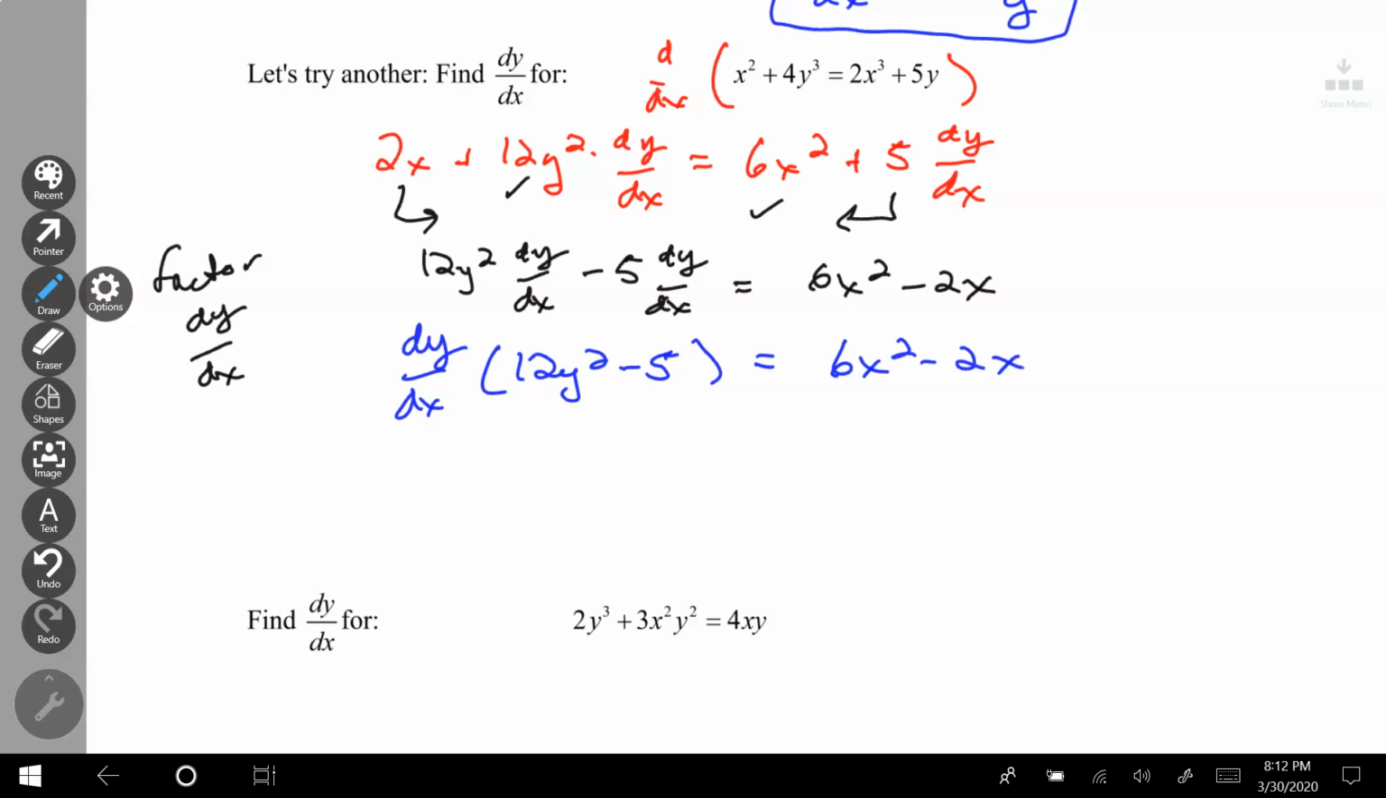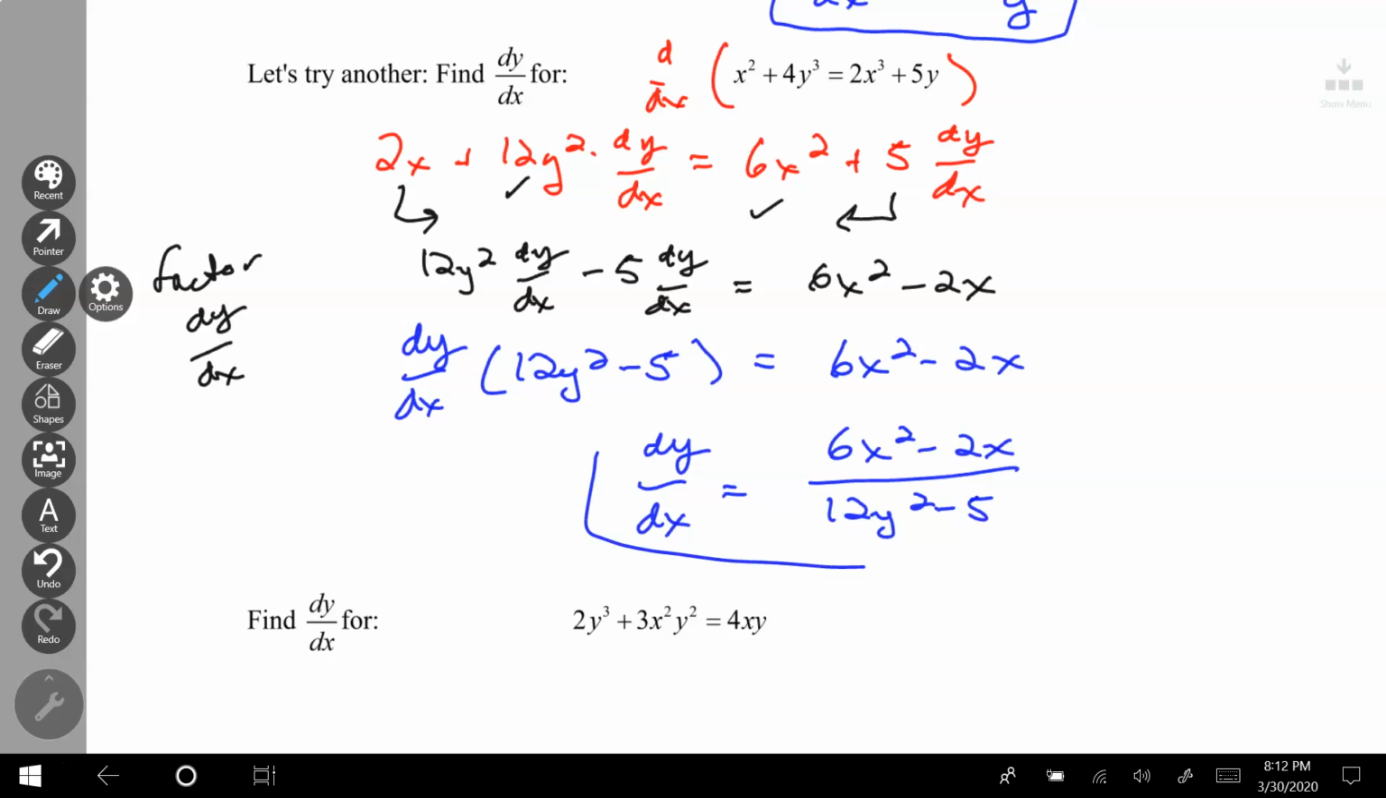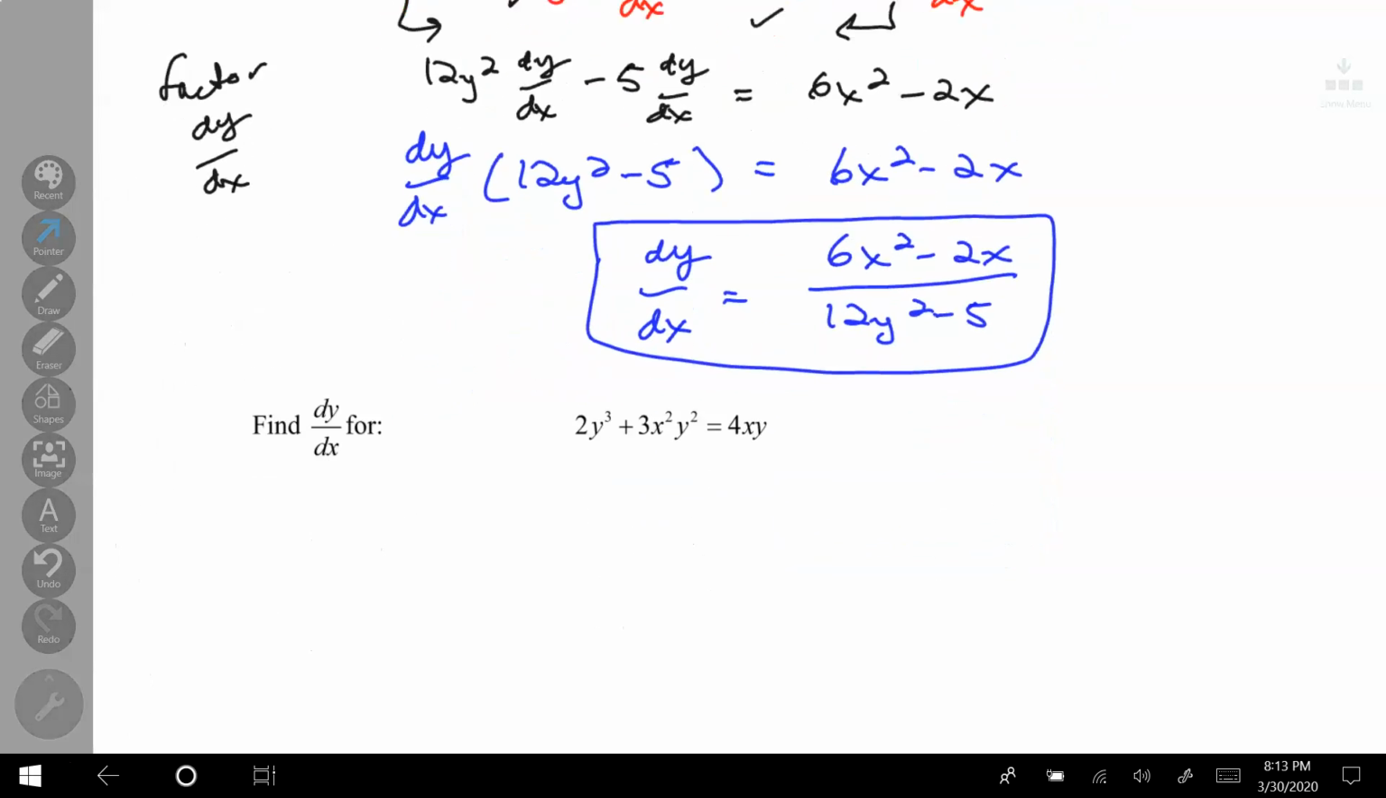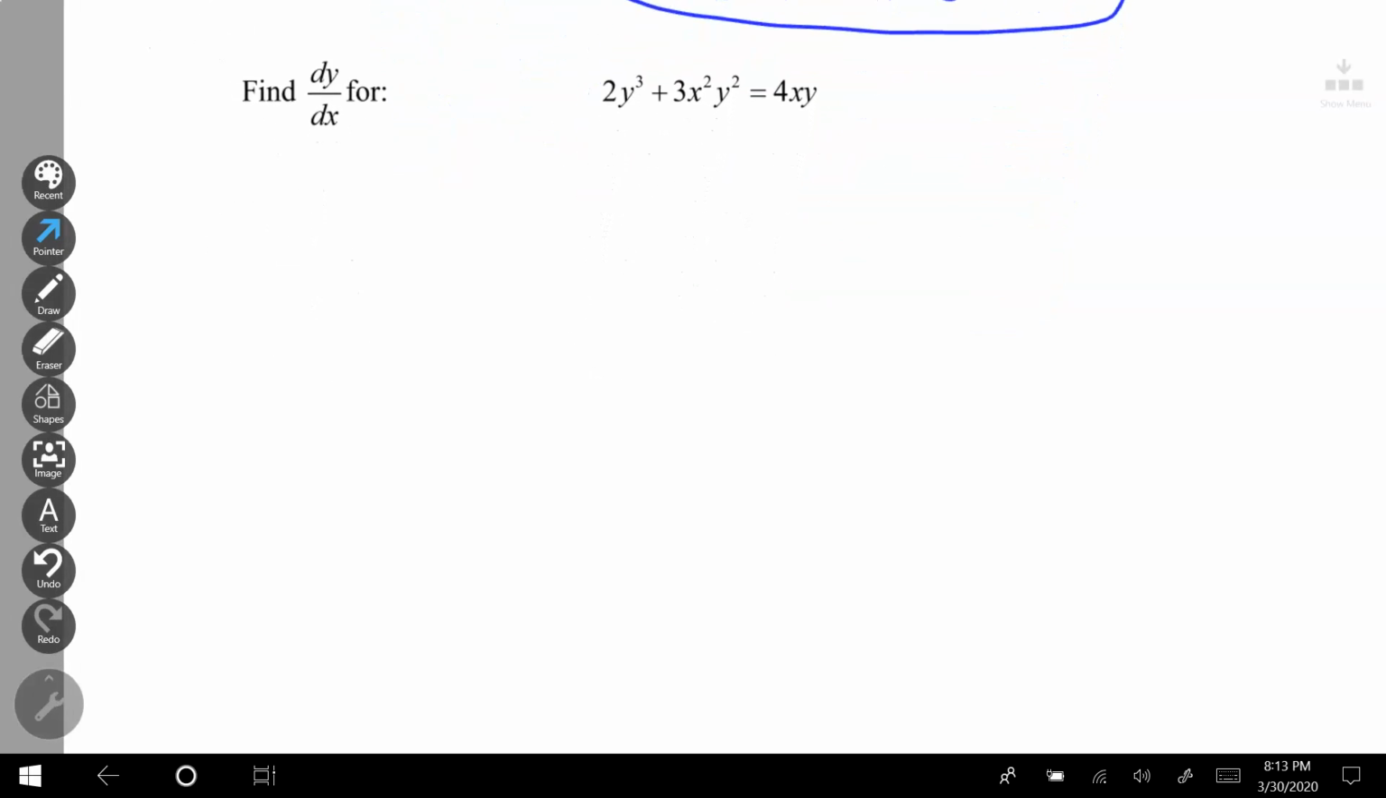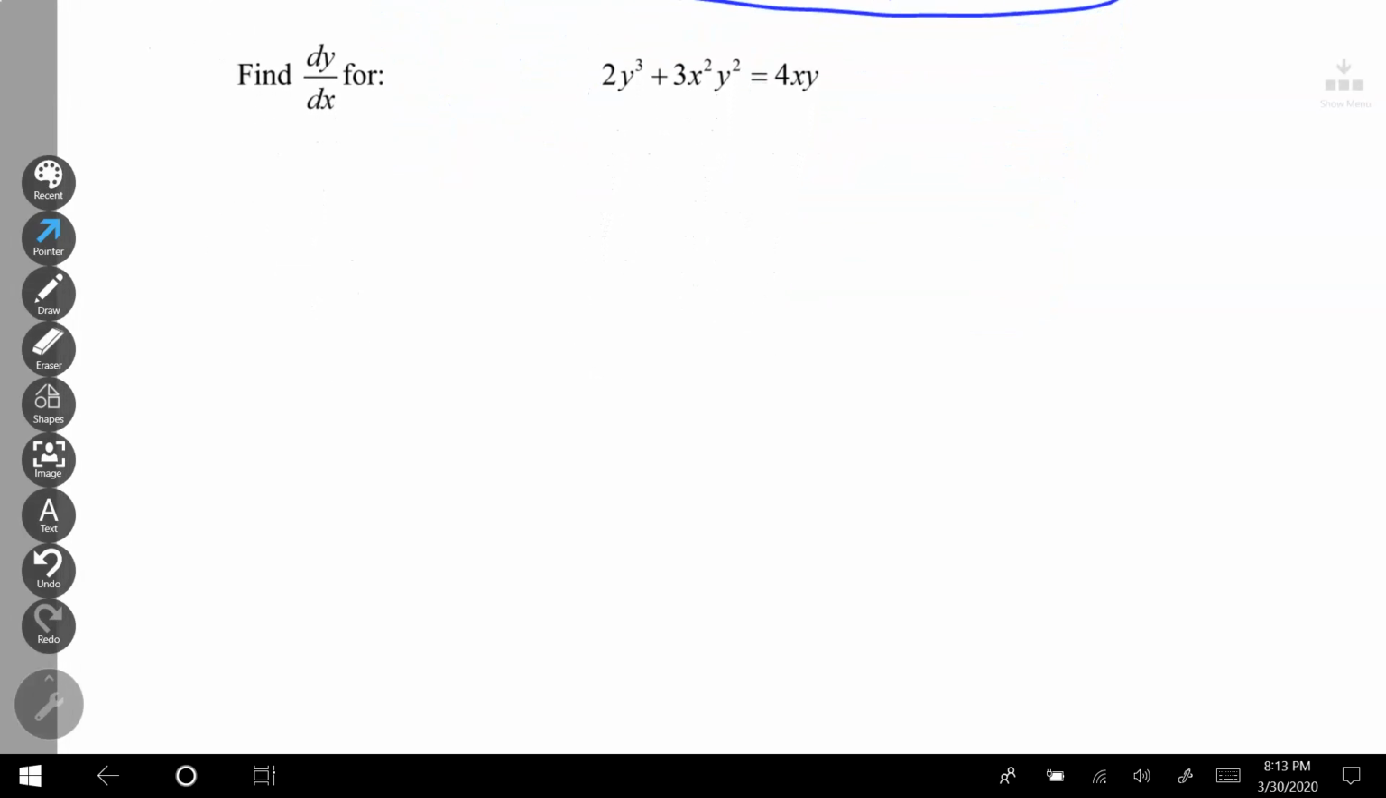And then get the dy over dx by itself. I just divide it by it all, and I get dy over dx is equal to 6x squared minus 2x all over 12y squared minus 5. That is my implicit differentiation to find the dy over dx. Nothing simplifies here. We have multiple terms, nothing in common. I'm just going to leave it like that. Last example on this page.